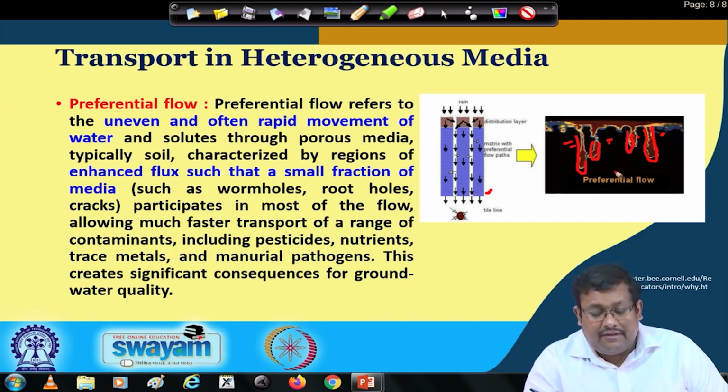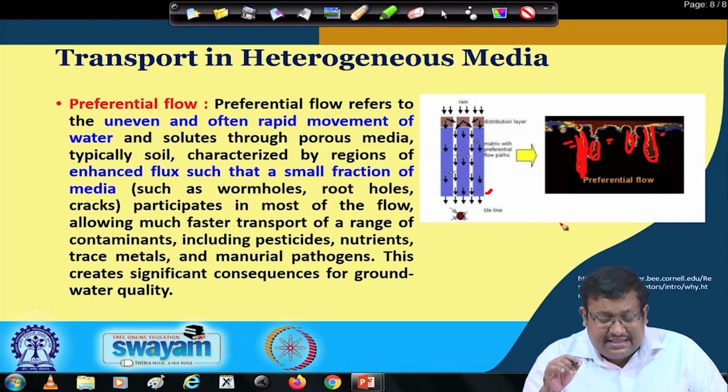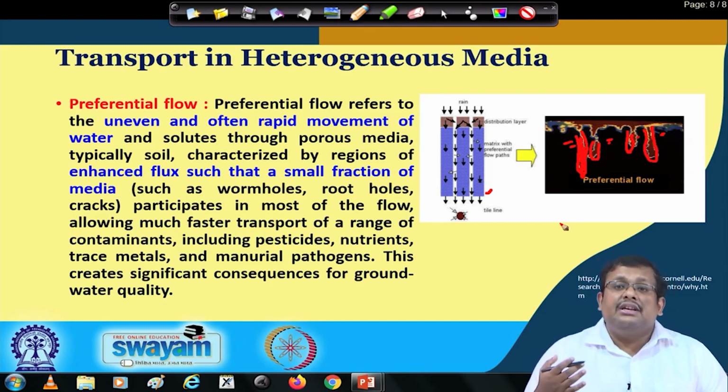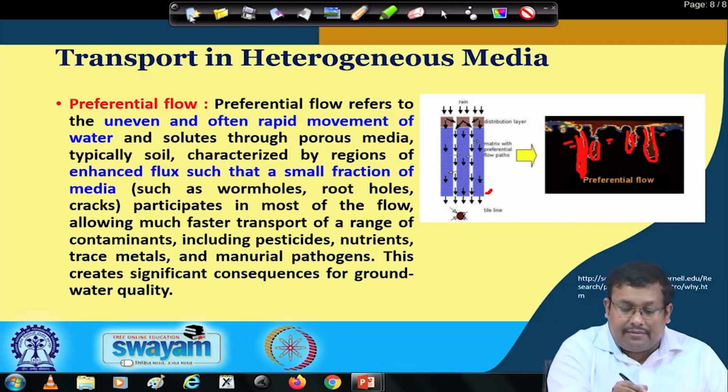So, this preferential flow is an uneven and often very rapid movement of water, and when there is a movement of water, obviously solutes and pesticides also move with it, enhancing the flux such that a small fraction of media participates. This preferential flow may be created by wormholes or root holes, because roots move into the soil and provide holes and cracks. So, they participate in most of this preferential flow, giving much faster transport of contaminants including pesticides, nutrients, trace metals and manurial pathogens, and this has a significant consequence in pollutant transfer.